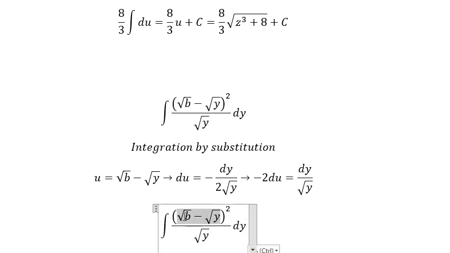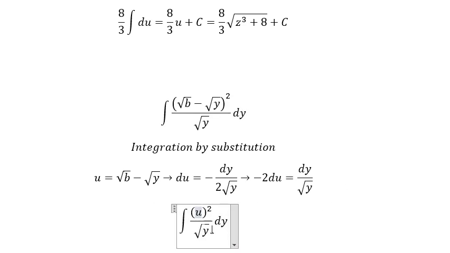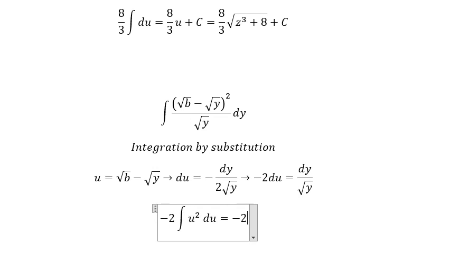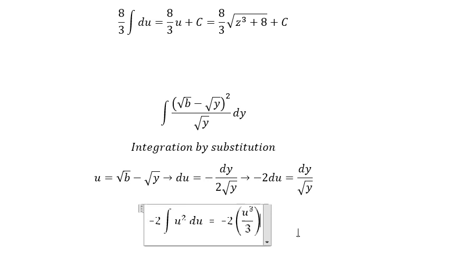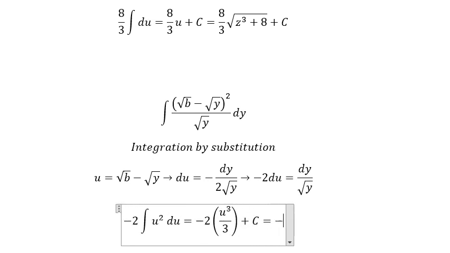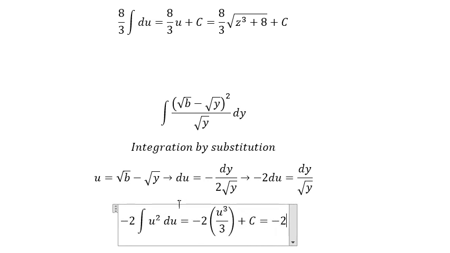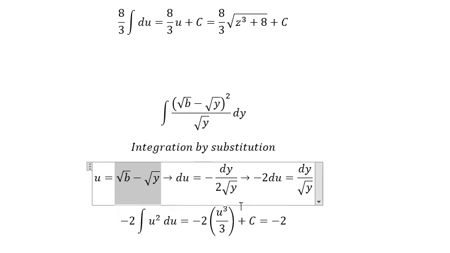This one we change by u. Dy over the square root of y we change by negative number 2 du. The integration of u squared, we got u to the power of 3 over 3, and we put c. Substituting back u, that is this one.